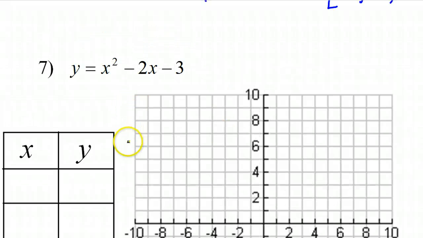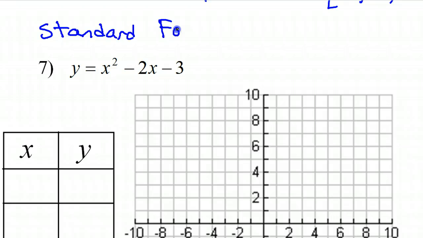This one is in standard form. This is what is referred to as standard form.